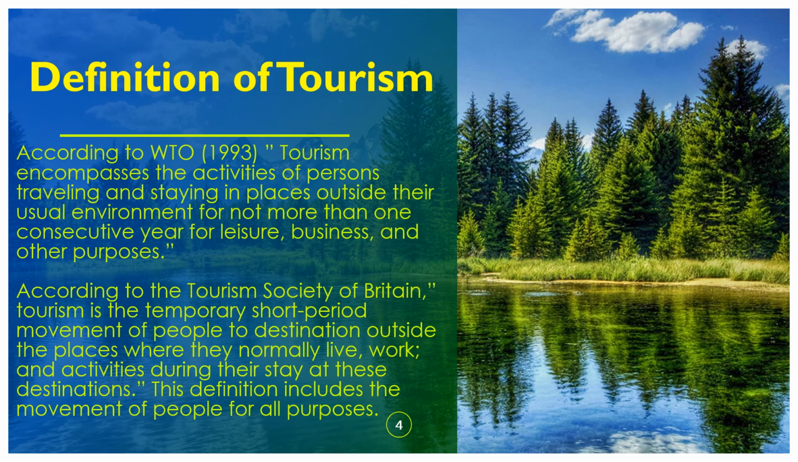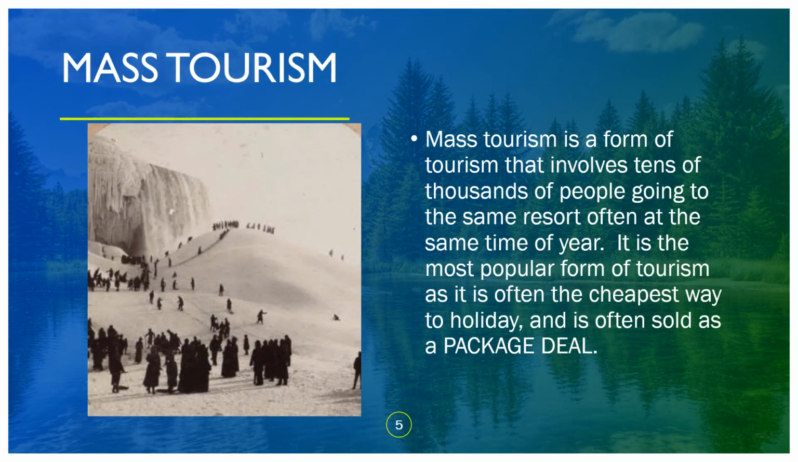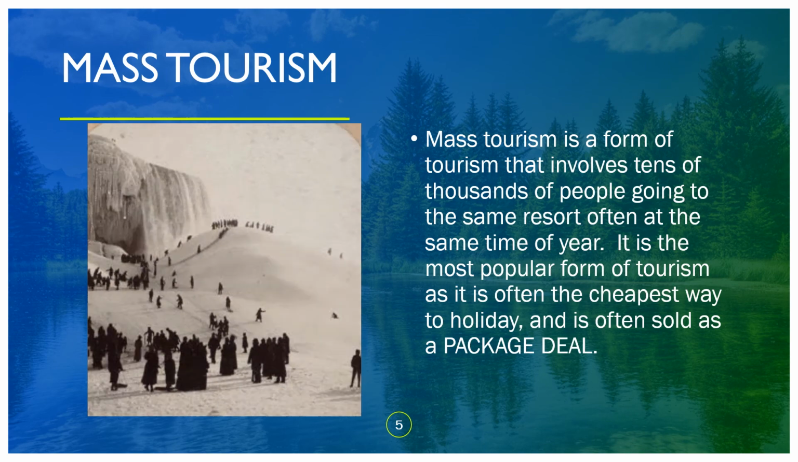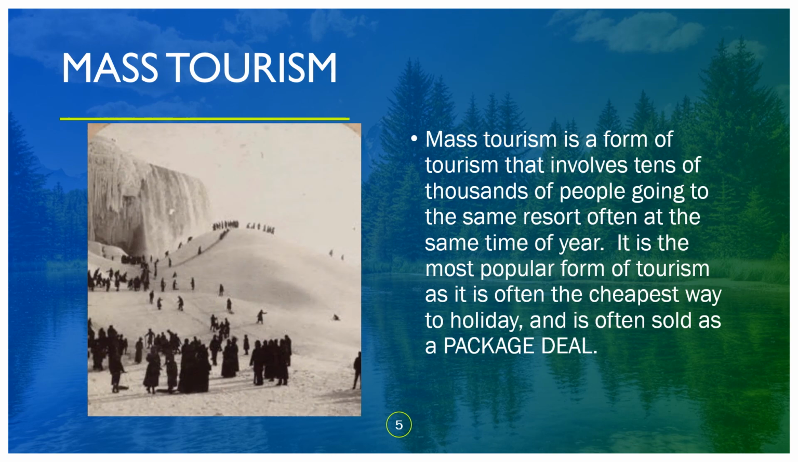So let us take a look at these types of tourism. Mass tourism involves many people, sometimes hundreds to thousands, going to the same place often at the same time of the year. It is the most popular form of tourism as it is the cheapest way to go on a vacation, and it is often sold as a package deal.